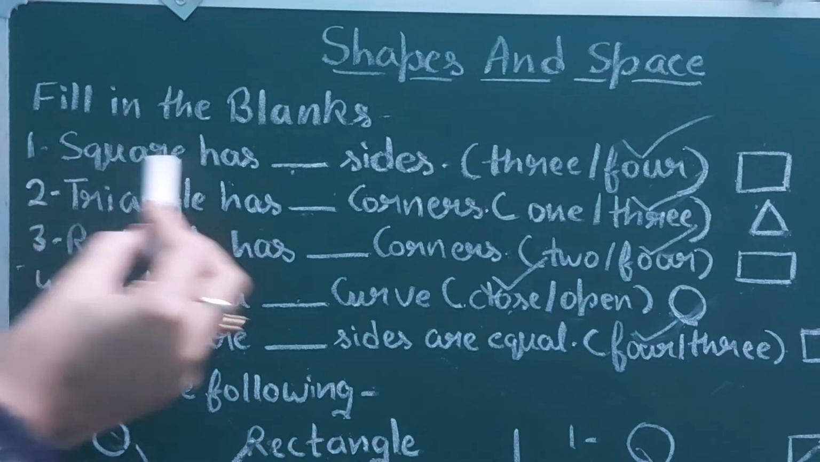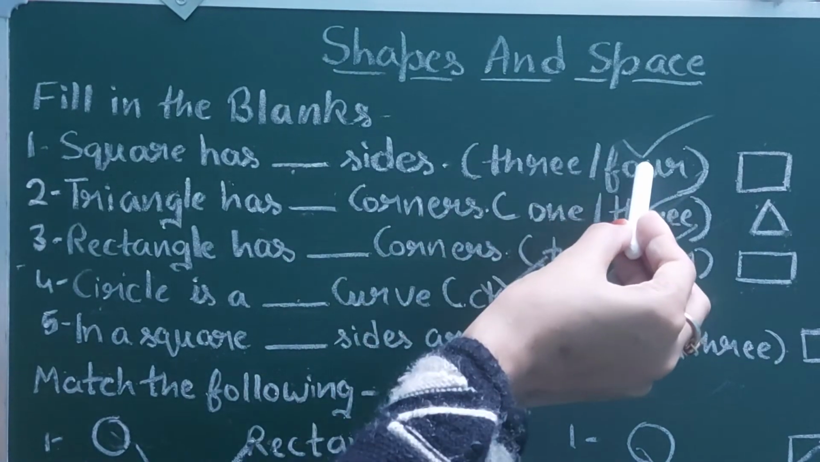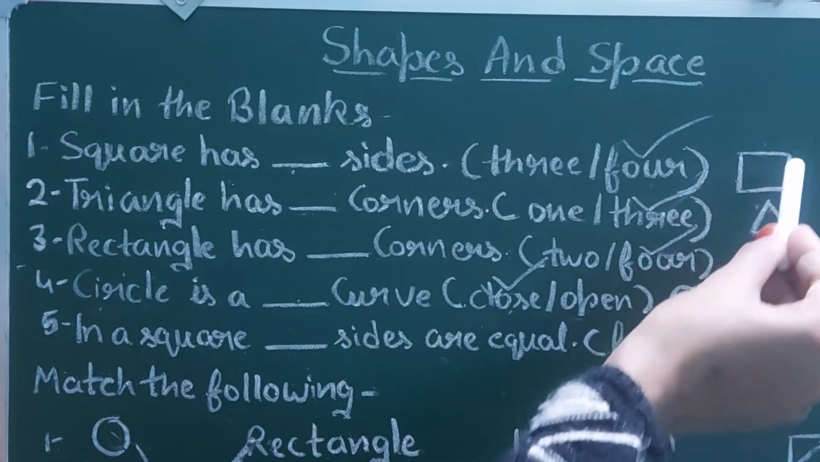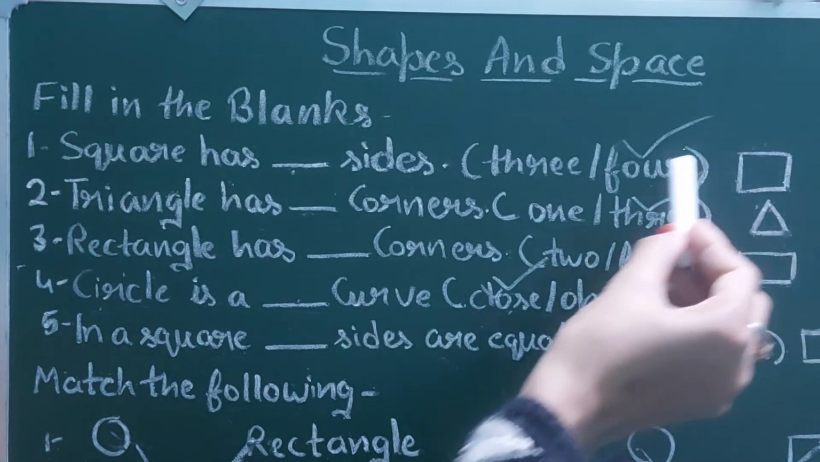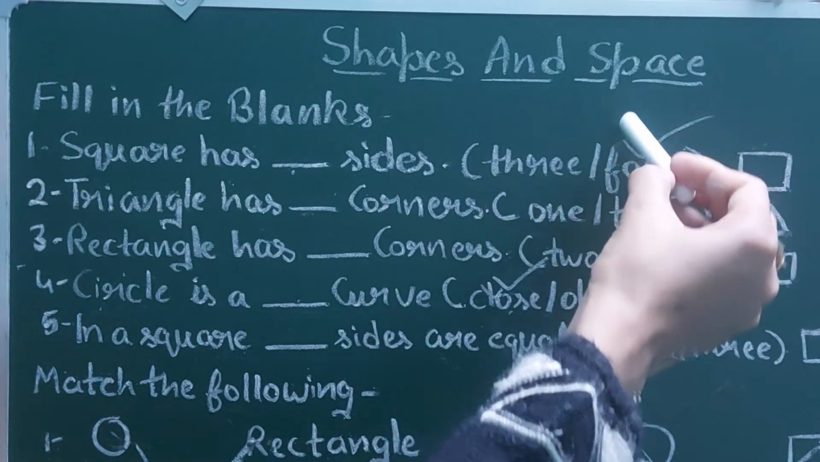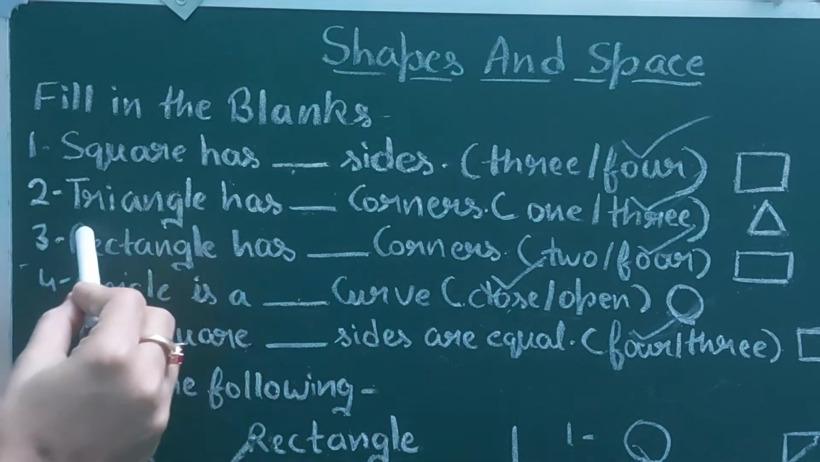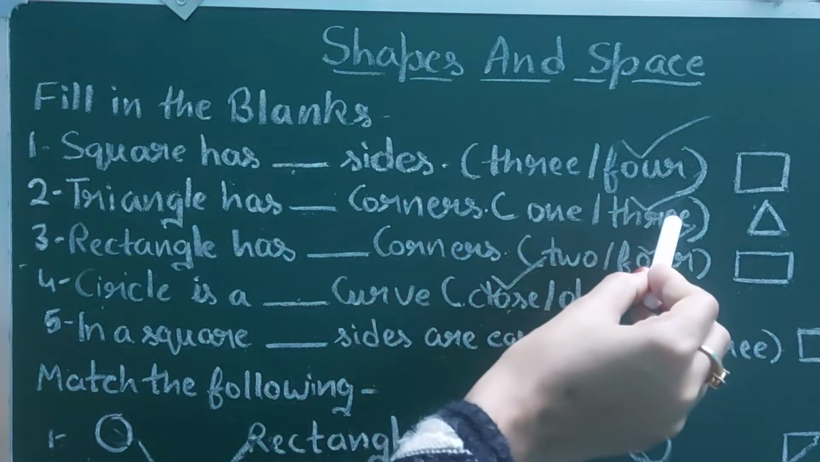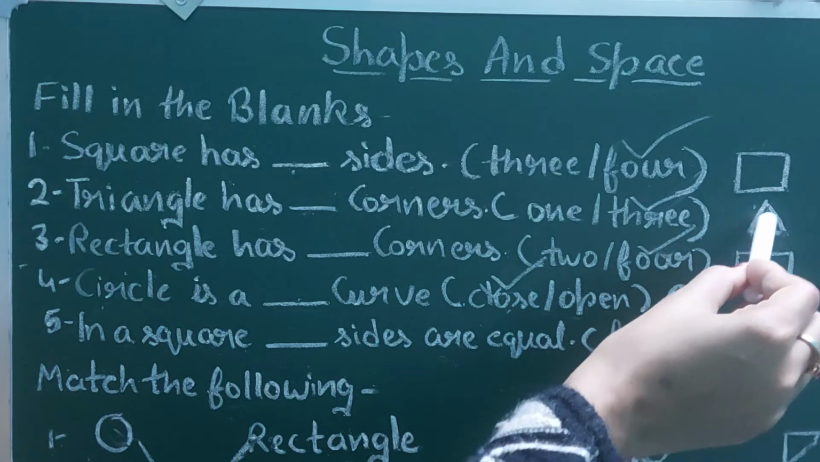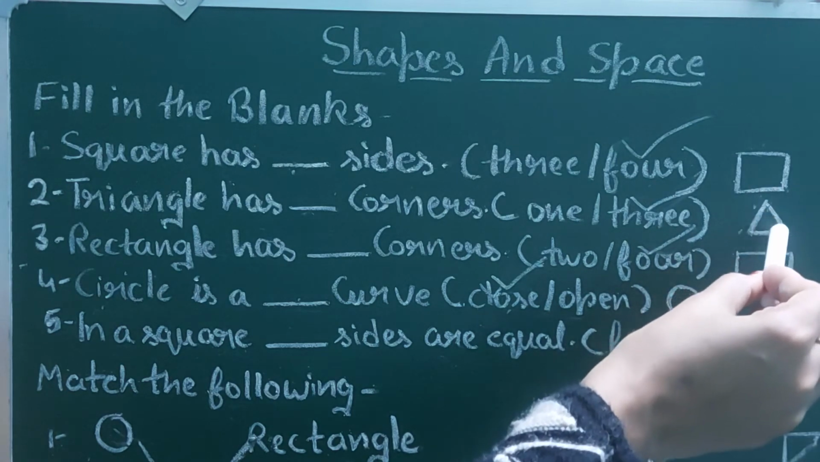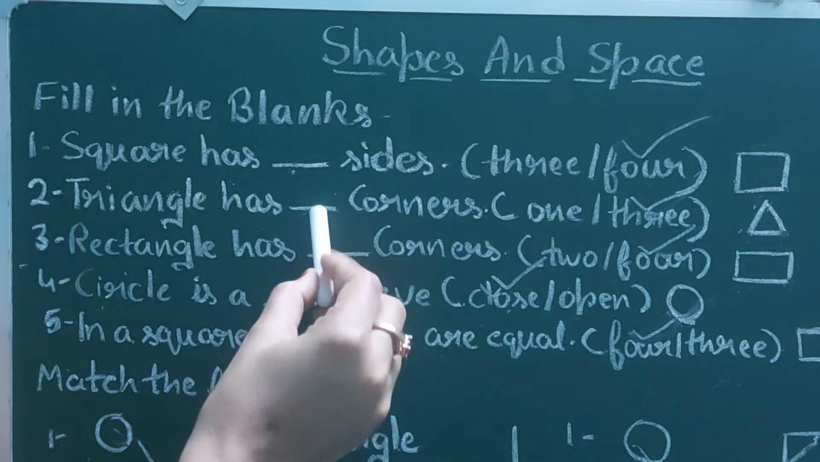So first is square has dash sides, 3 sides or 4 sides, and the figure is also drawn. So it has how many sides? 1, 2, 3, 4. So 4 is correct. So we'll just write down 4 in the space provided. Then next is triangle has dash corners, 1 or 3. So triangle has how many corners? 1, 2, 3. So there are 3 corners. It means we'll write 3 here.